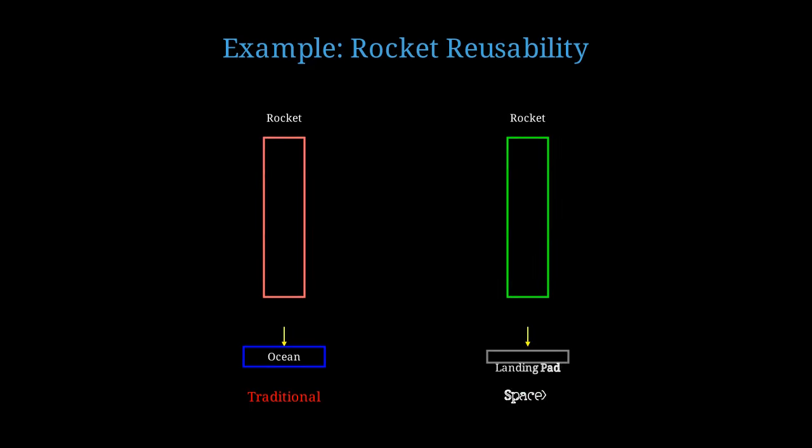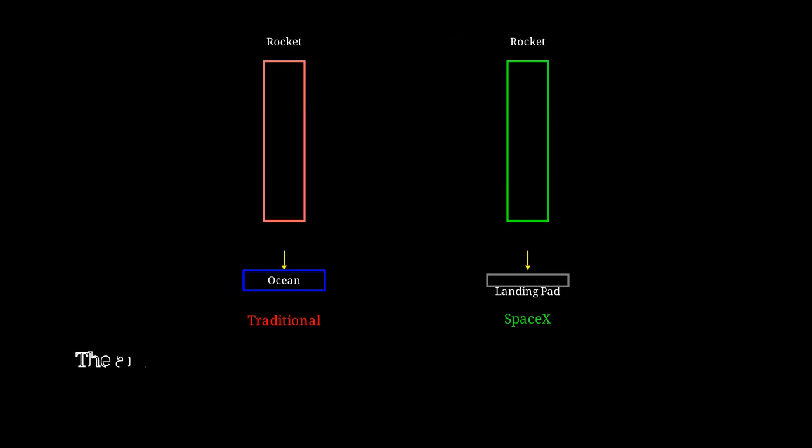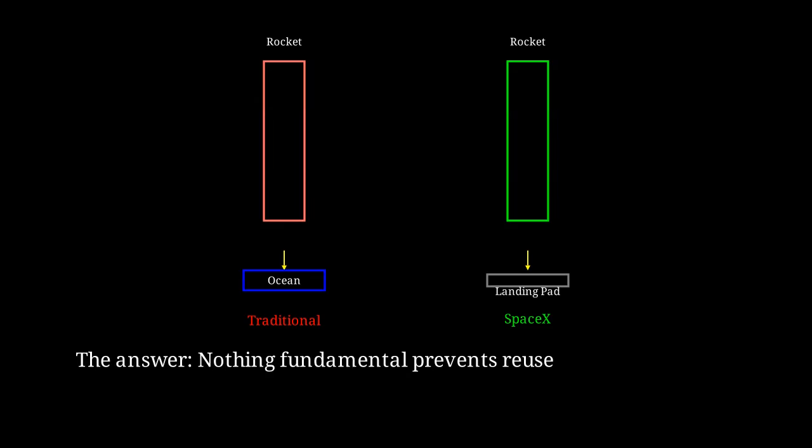Consider rocket reusability. For decades, the entire aerospace industry said it was impossible or impractical. Musk asked, why do we throw away rockets? You don't throw away airplanes after one flight. What's fundamentally different? The answer was, nothing fundamental prevents it. It's just hard engineering, but hard doesn't mean impossible.